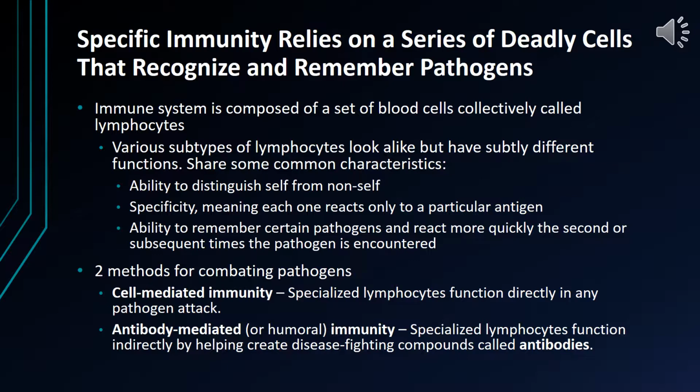The various subtypes of lymphocytes look alike, but actually have different functions. They do, however, share some common characteristics. They have the ability to distinguish self from non-self, which means they can tell the difference between your body cells and pathogens. If your lymphocytes somehow lose this ability, your immune cells will actually attack your body cells and you develop an autoimmune disease, which we'll talk about later.